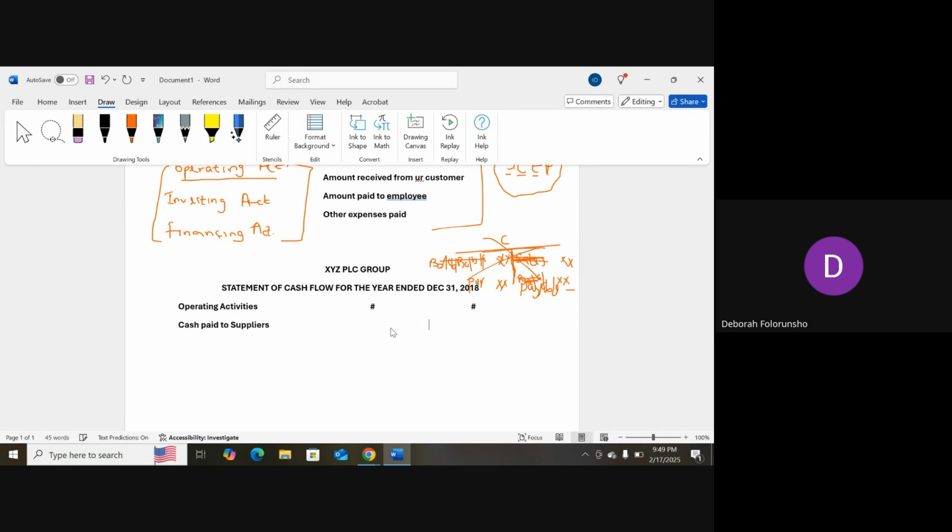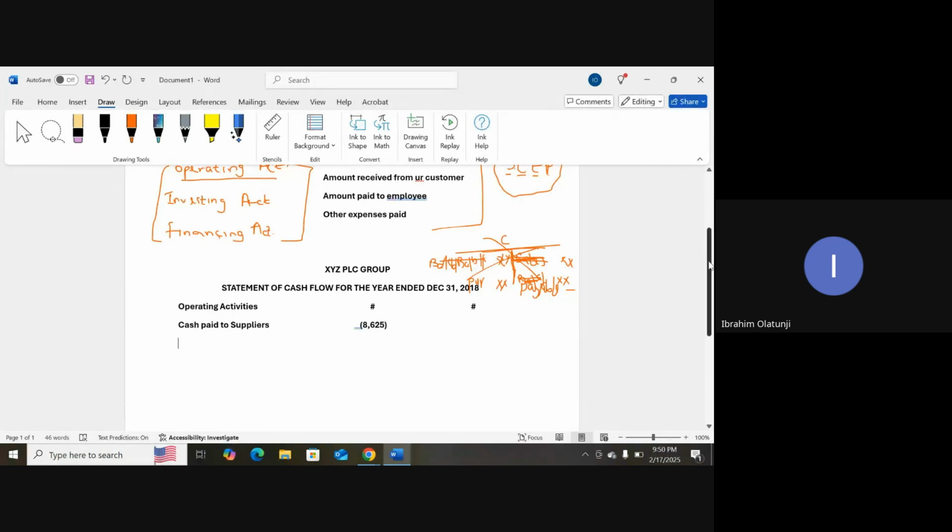Yes, sir. So cash paid to supplier, just put it here. 8,625. Because you are paying the money to supplier, you have to bracket it, because the money is going out of your business. You have to put bracket because you pay it to supplier.